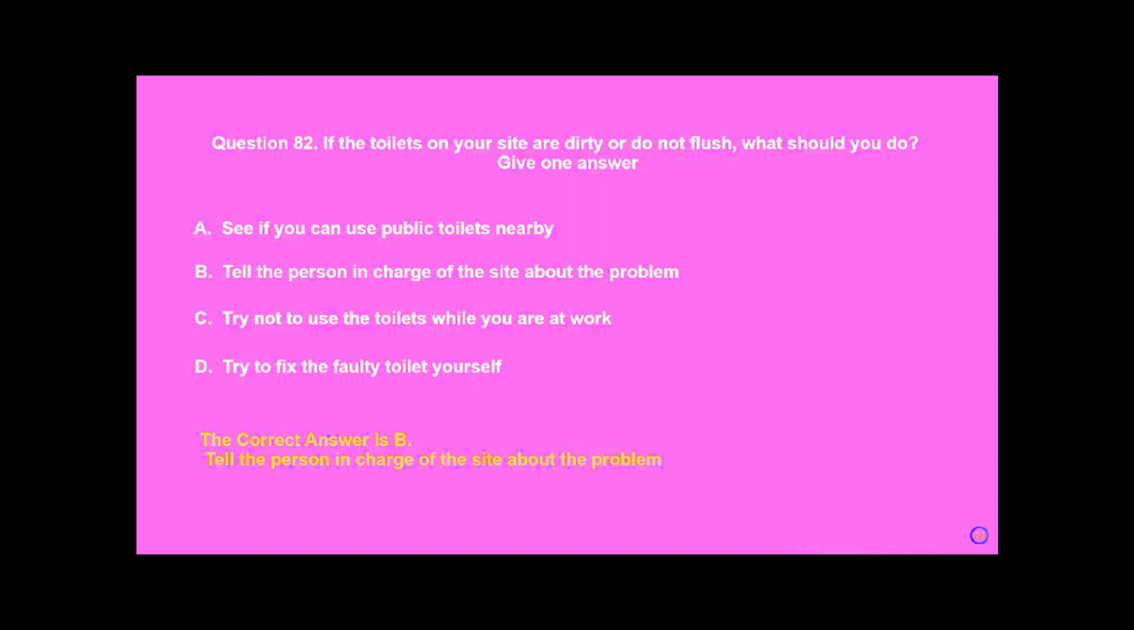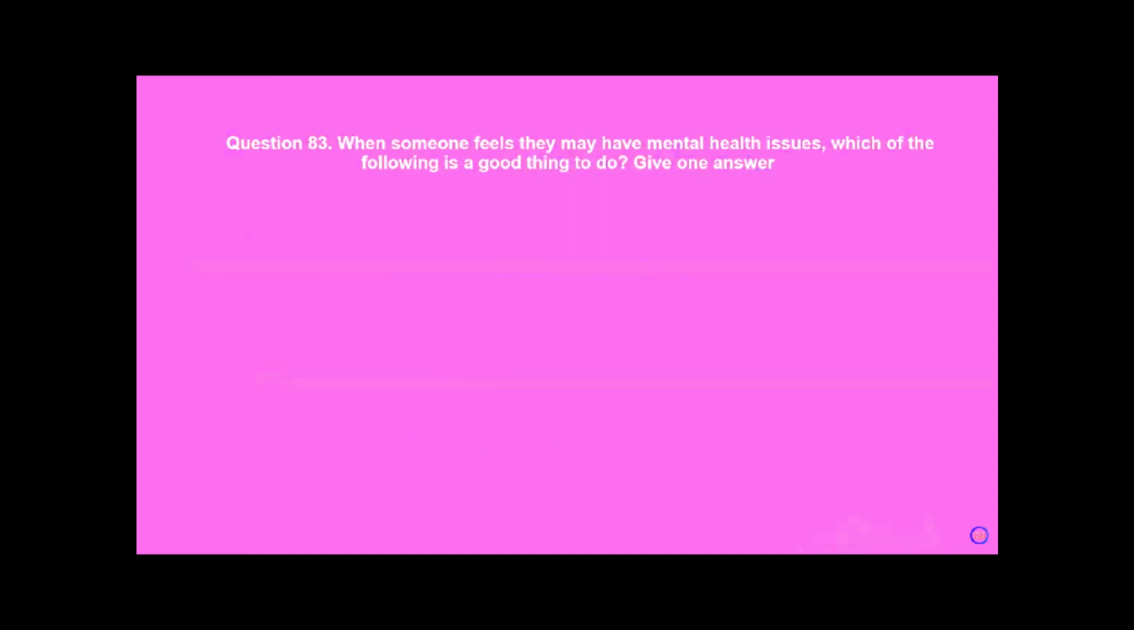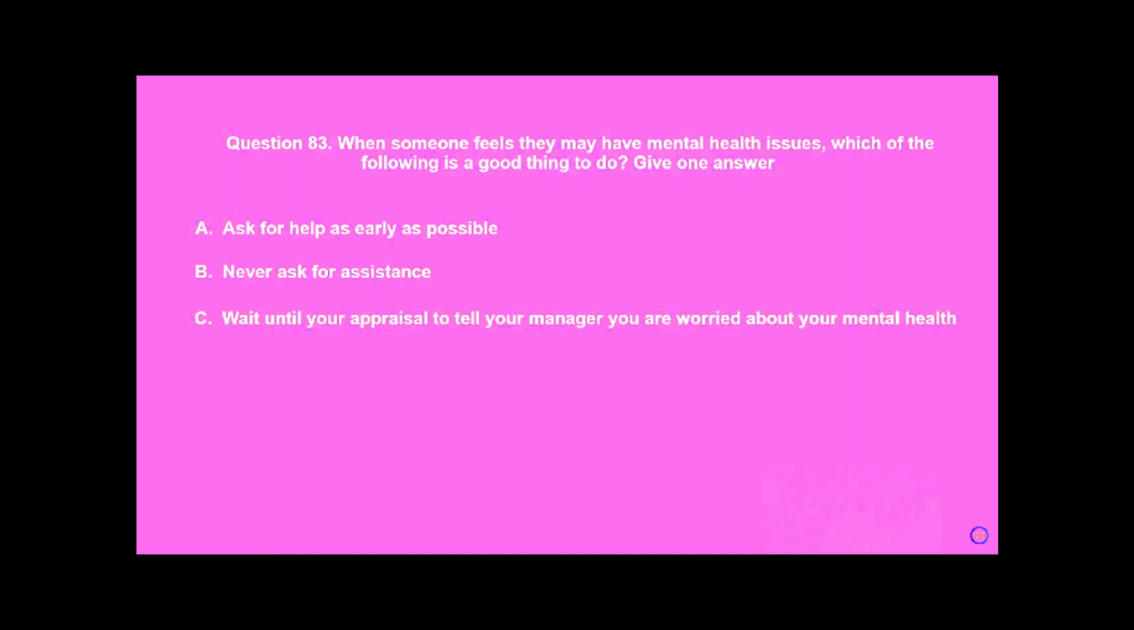Question 83. When someone feels they may have mental health issues, which of the following is a good thing to do? Give one answer. A. Ask for help as early as possible. B. Never ask for assistance. C. Wait until your appraisal to tell your manager you are worried about your mental health. D. Wait until your symptoms are worse before telling your manager. The correct answer is A. Ask for help as early as possible.